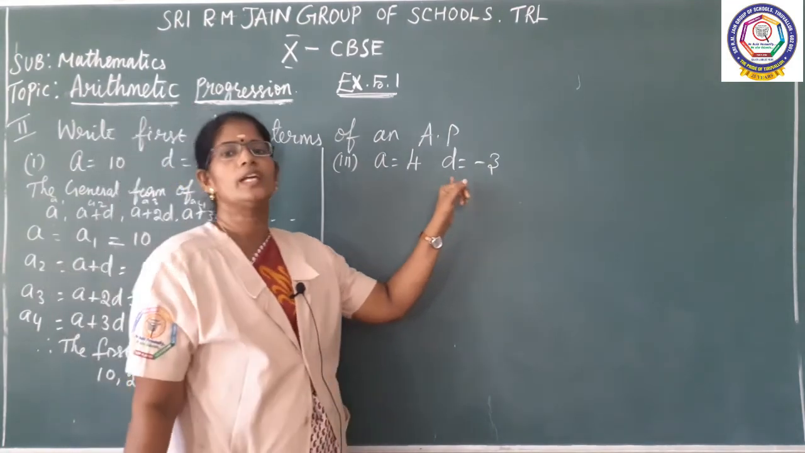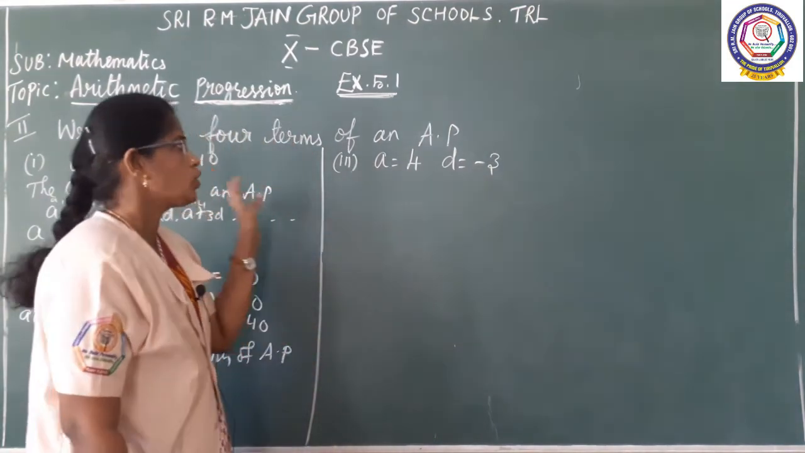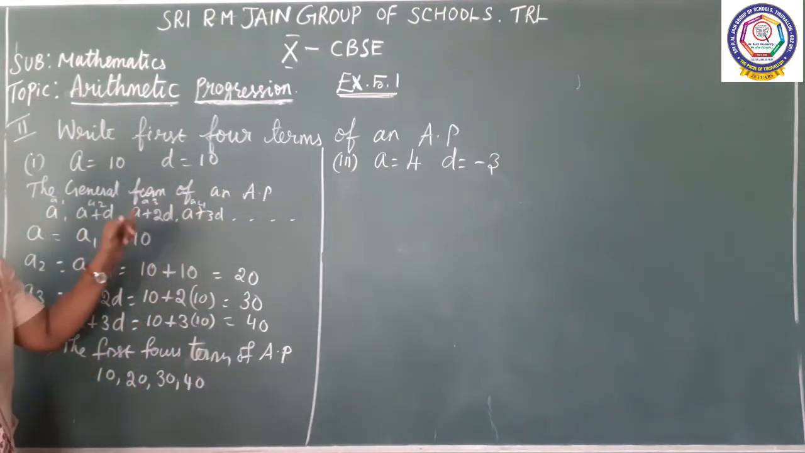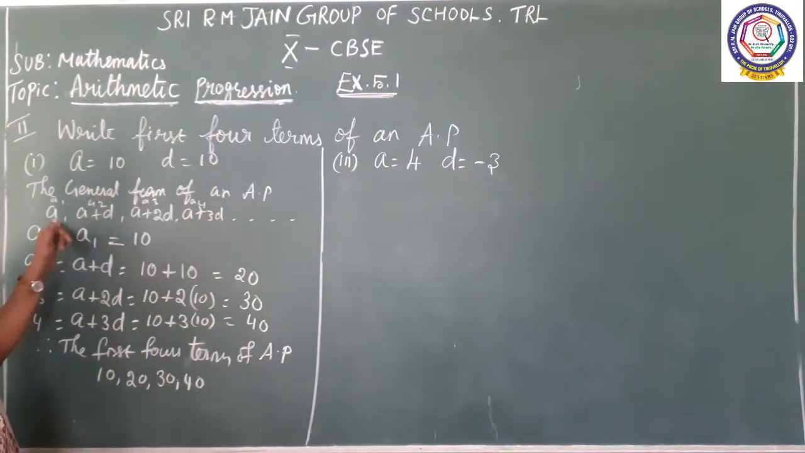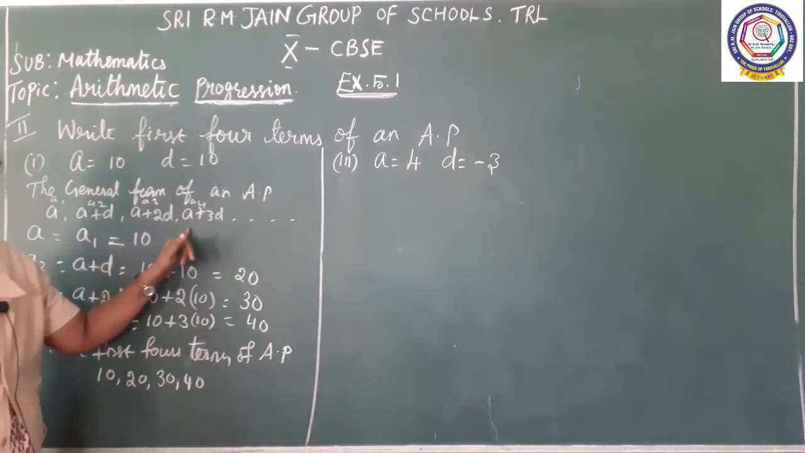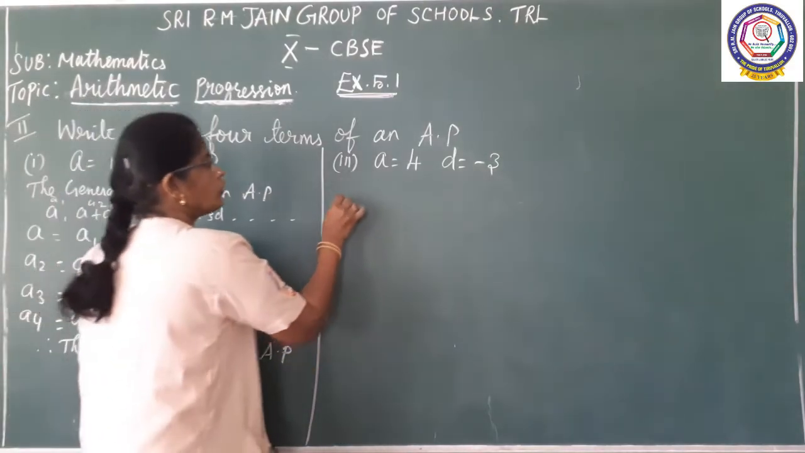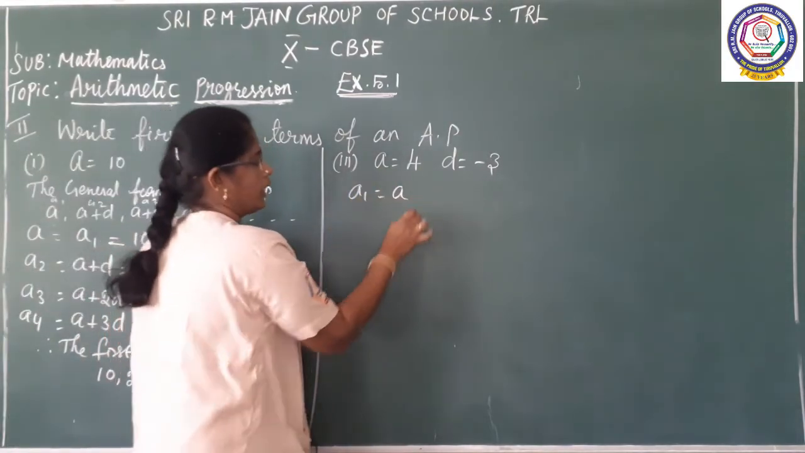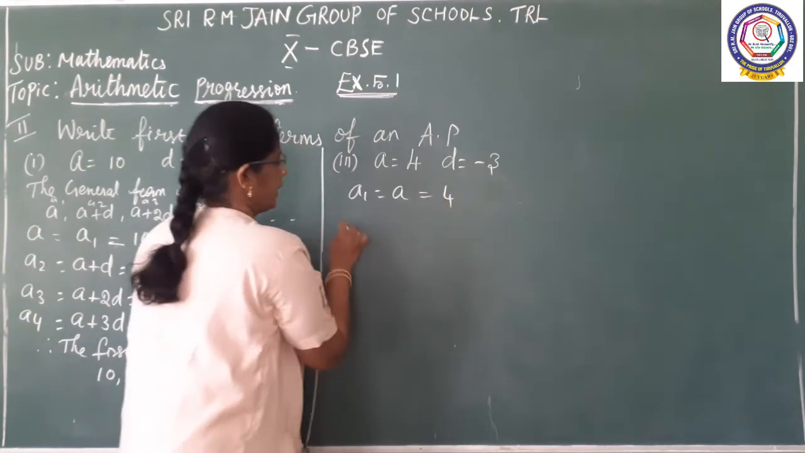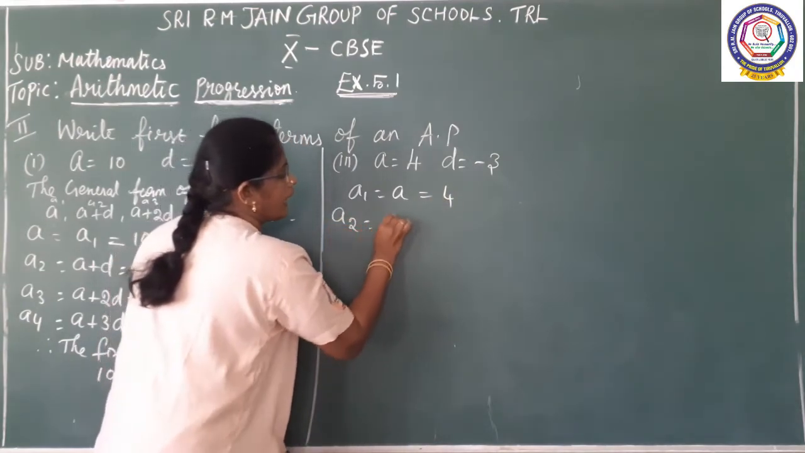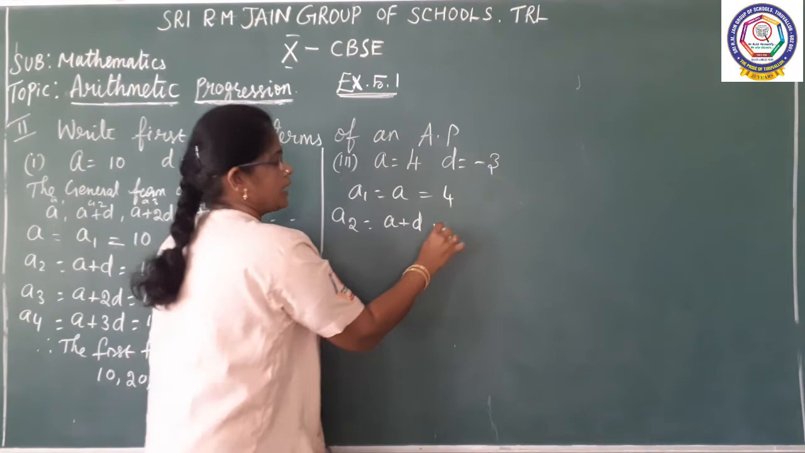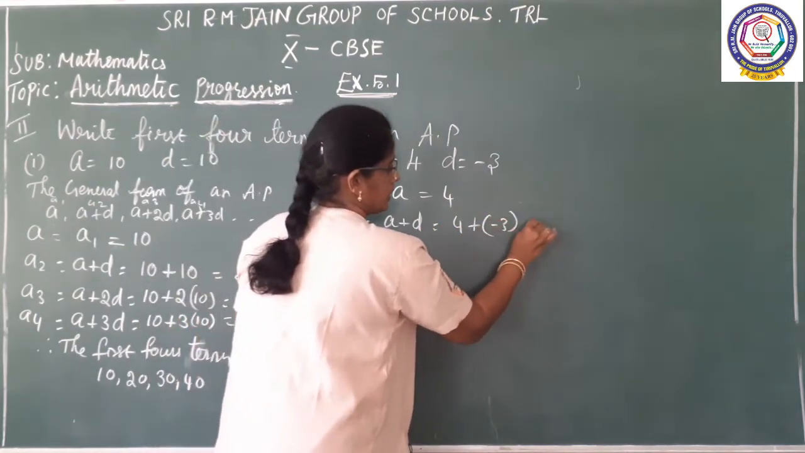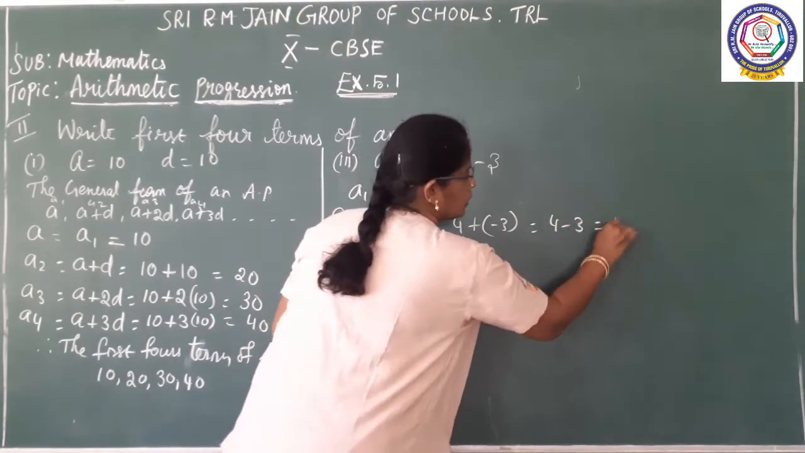What is the second subdivision given? a equal to 4, d equal to minus 3. So we have to make the first 4 terms of an AP. We know the general form of an AP is a, a plus d, a plus 2d, a plus 3d, up to etc. So first I am going to take a1. a1 is equal to a. What is a? Given, 4. Next a2. a2 can be written as a plus d. a is 4 here plus, what is d? Given, minus 3. So 4 minus 3 is equal to 1.